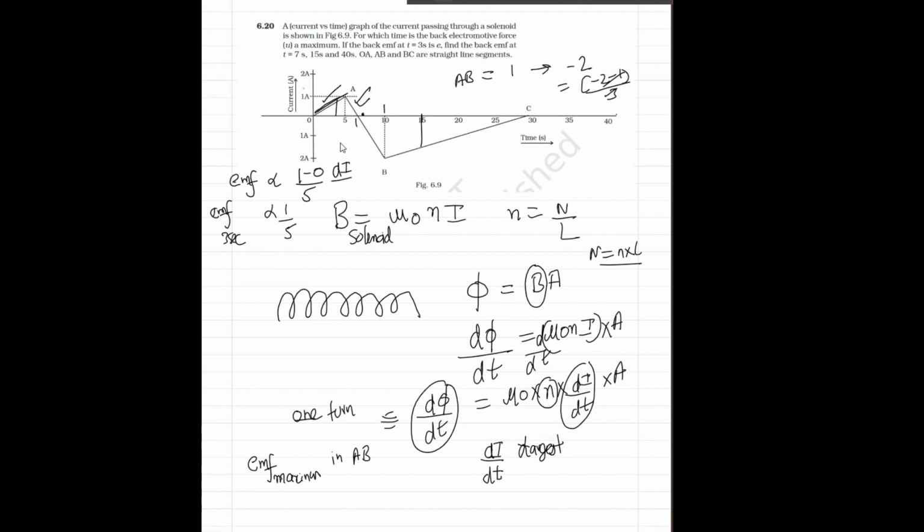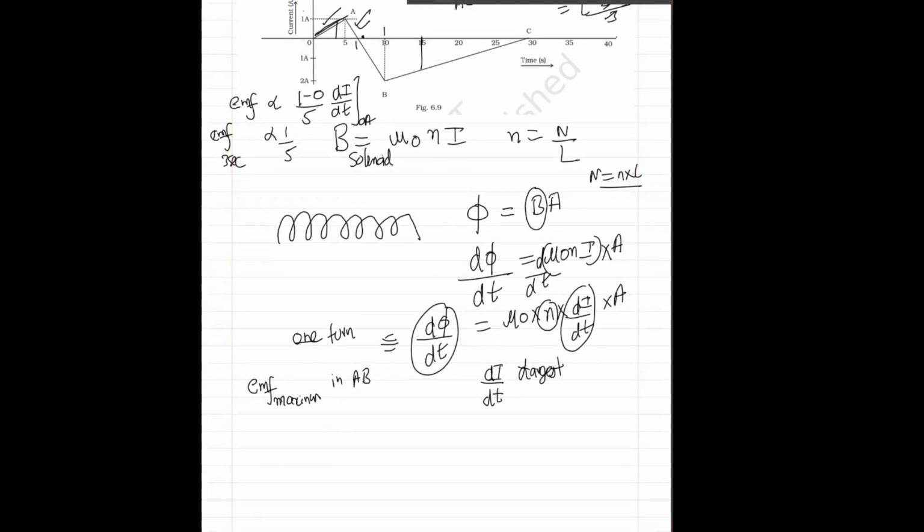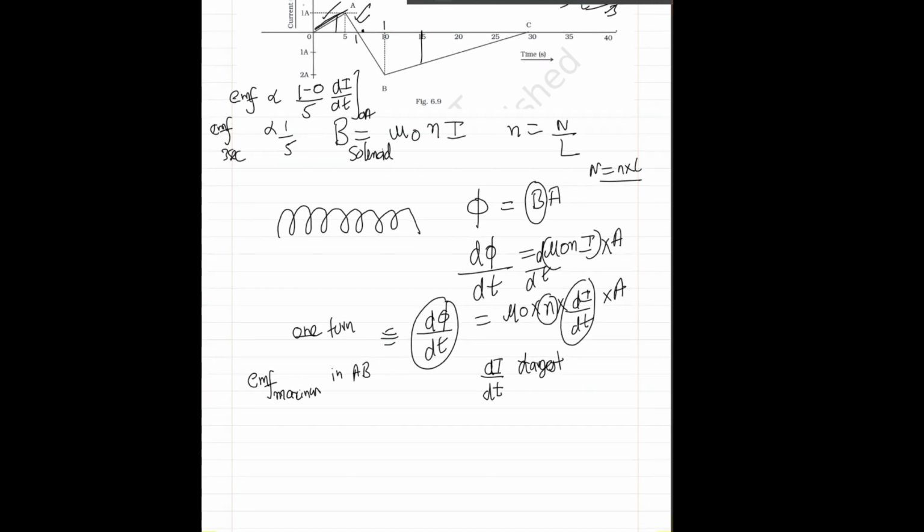Alright, now we have been given the EMF in one of the sections as E, and let's use that to calculate the EMF which is getting generated in the other two parts of the graph. And all of this is going to happen from ratio and proportion, because EMF is only directly proportional to di by dt, which is the source of EMF. Mu naught is not changing, N is not changing, A is not changing. So the only dependence of EMF is on di by dt.